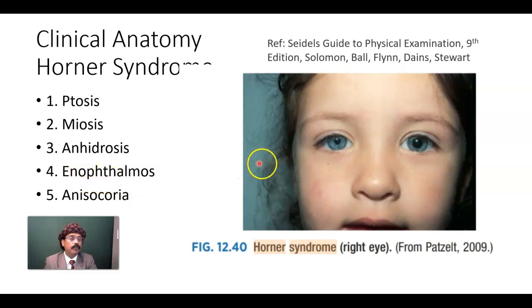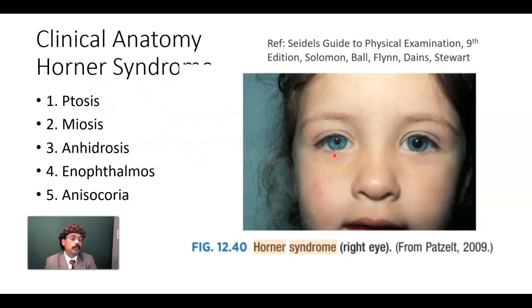Enophthalmos, apparently the eyeball seems to be pushed back. Maybe sympathetic has some role to provide nutrition to the areolar tissue in the orbit. Anisocoria, the two pupils are of different size. So these are the features of Horner syndrome.